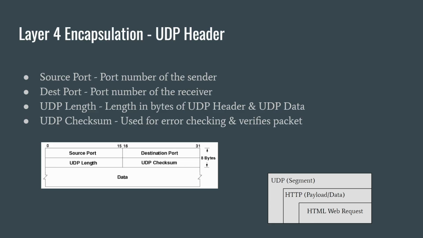If the data being transferred is going to be sent through a UDP port, then it will be encapsulated by a UDP header. The UDP header simply consists of the source and destination port, the UDP length, and the UDP checksum. Here is a picture of the UDP header showing how many bytes each of those consists of.